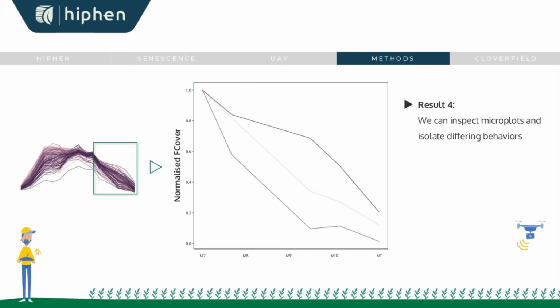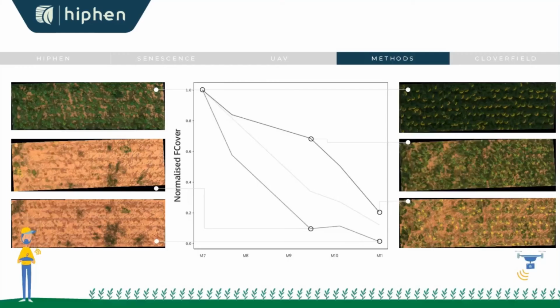So here you can see 3 microplots, 3 extremes, basically. And if we look at the underlying images for these 3, you can clearly see the one on the right, which is basically following a much different pattern than the other one. So here is one way to sort the microplots based on all of this data, and this is a pretty powerful and robust way to model senescence and quickly inspect the microplots and assess the breeding trial.